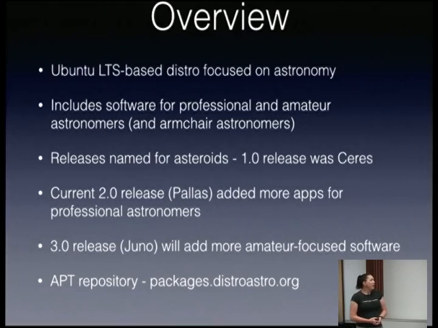They're following a naming strategy for releases that is based around asteroids. The first 1.0 release was Ceres. They're actually skipping a 1.0, 2.0, 3.0 release cycle, which is interesting. The current release has just been released a month or two ago. That's called Pallas. The forthcoming release will be called Juno, and as I said, that's going to be focused on putting some more of the software in that is focused on amateur astronomers.